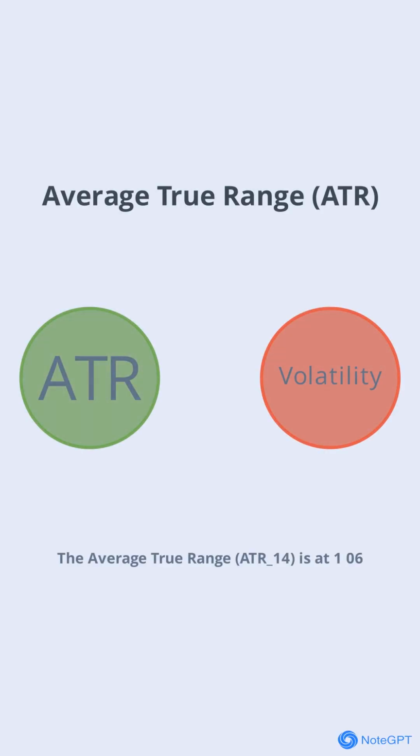Average True Range, ATR 14, is at 1.06, reflecting the average daily price range over the last 14 days. A higher ATR indicates increased volatility, which can mean larger price swings. Traders often use ATR to set stop-loss levels and manage risk, especially in volatile stocks like ONDS.